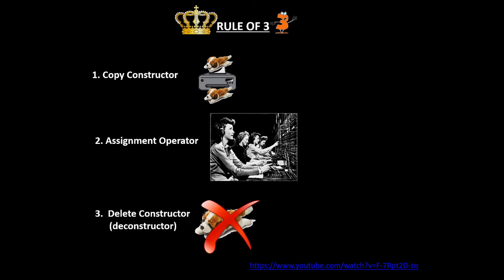So these have to actually be called. Anytime you see somebody saying they have a requirement for dynamic memory, which is almost always, this is when we have to start thinking about the rule of three. It's the copy constructor, the assignment operator, and the destructor. So we've covered that in a lot of depth.